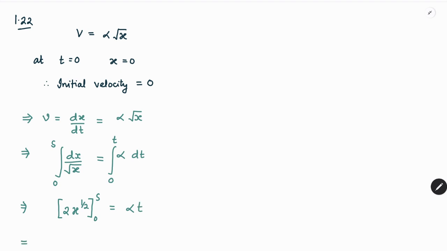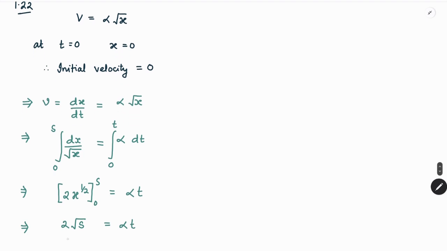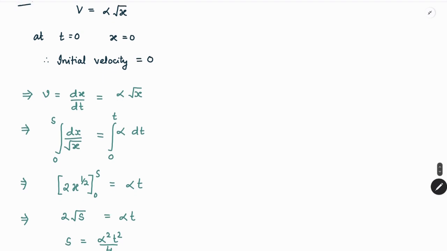And hence over here we obtain the term as 2 root s is equal to alpha t, or we can say that the time dependence of displacement s on squaring both sides is equal to alpha square t square by 4. So this is the first answer which we are looking for, where the problem is asking us to write the time dependence of velocity and acceleration.